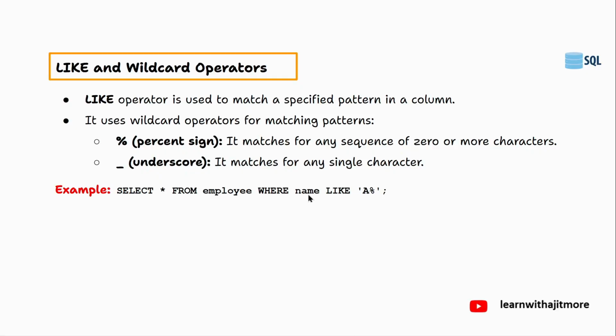So in the name, if the first letter is A, and after that anything is there, any zero or more characters, it doesn't matter. So in short, is it going to give all the employees whose names start with A? Yes. In this case, the first character should be anything but a single character, any one character. After that, strictly A, and then any number. So is it going to give all the employees whose name's second letter is A?